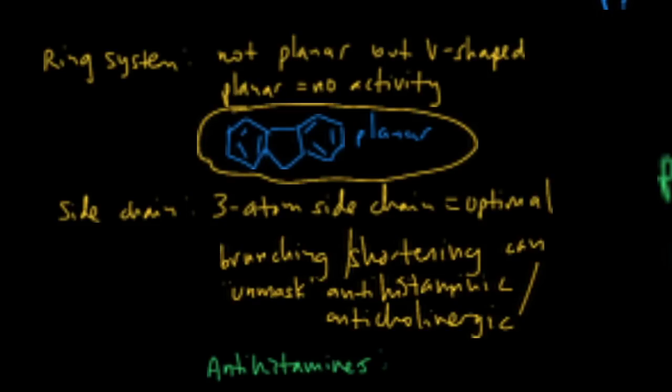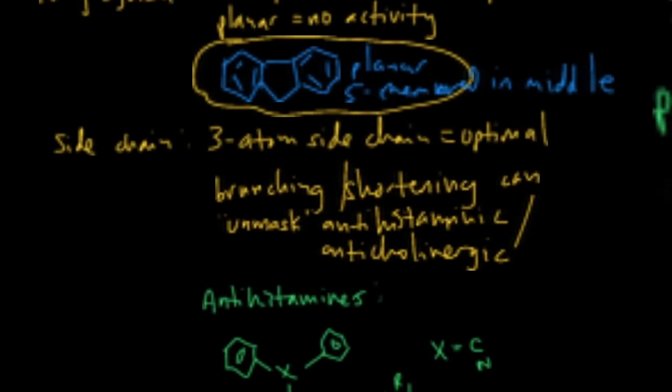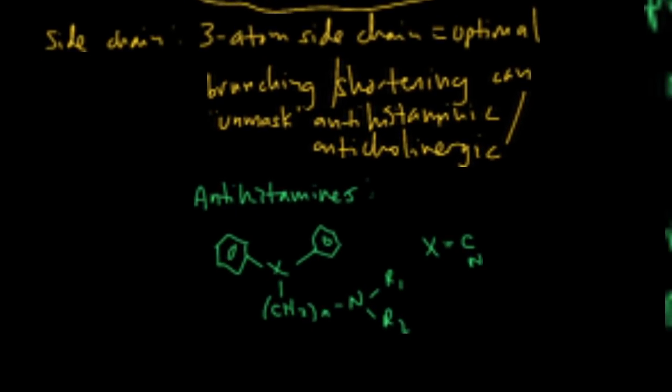Okay, what's next? 5-membered rings in the middle produce planar compounds. Or 5-membered in the middle. Why don't you just meet me in the middle? I'm done. Okay, side chain. A 3-atom side chain is optimal. Branching or shortening can unmask the antihistaminic or anticholinergic effects.